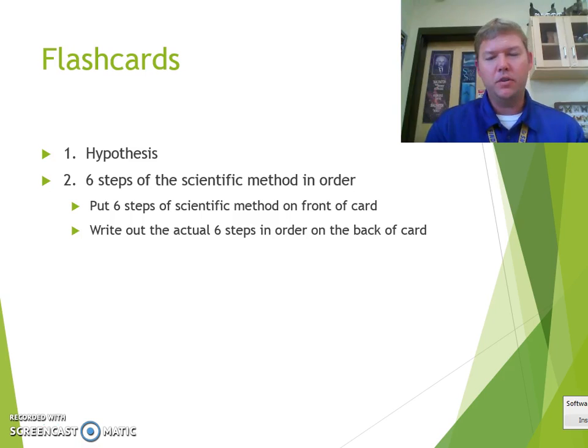Alright, you got two flashcards I want you to write. Number 1, hypothesis, and number 2, the 6 steps of the scientific method in order. So make sure you write hypothesis on the front of one card, and then on the back of it, write the definition. And then on card number 2, write scientific method, and then on the back, put the 6 steps of the scientific method so you start to learn those.